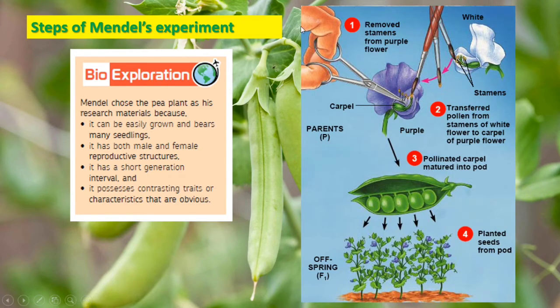This is the purple flower and this is the white flower. Mendel removed the stamen, the male part, from the purple flower. And this is the white flower. Then Mendel transferred pollen from the stamen of the white flower to the carpel of the purple flower.